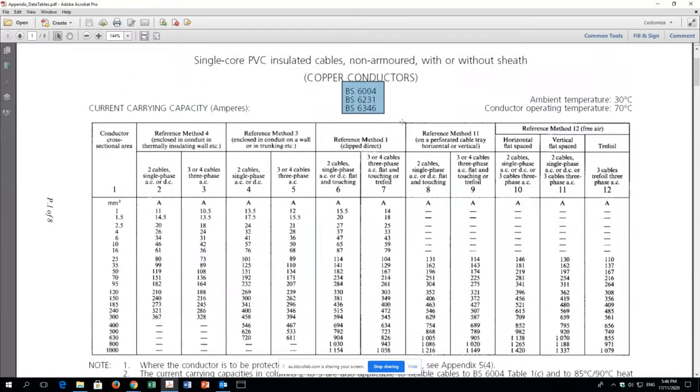So for the British standards, for some of the single core PVC cables with different cross-sectional areas, as listed here in the first column, when used in different ways, for example reference method 1, which means the cable is enclosed in a conduit in a thermally insulating wall, then the maximum long time continuous current allowed to carry is listed in the tables.